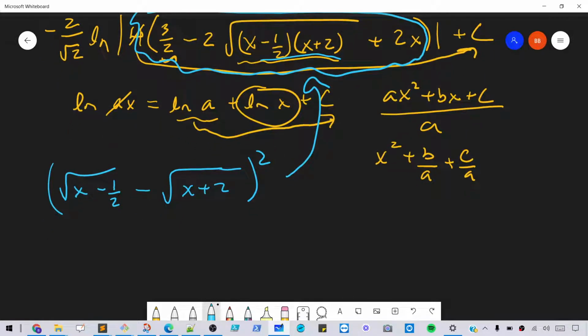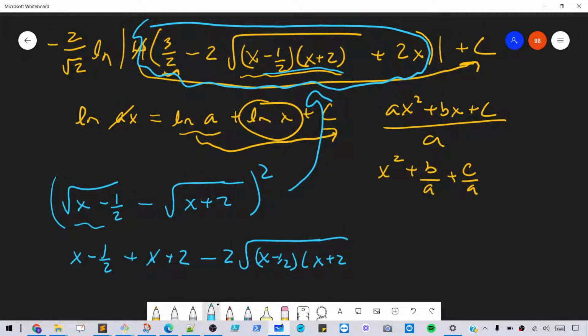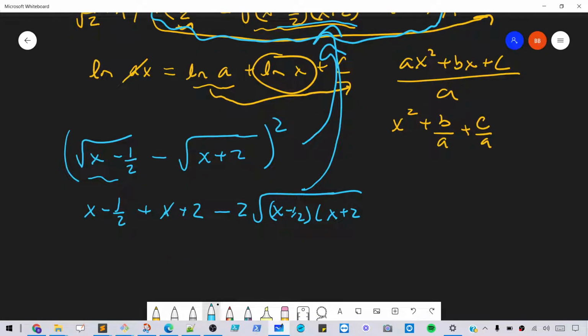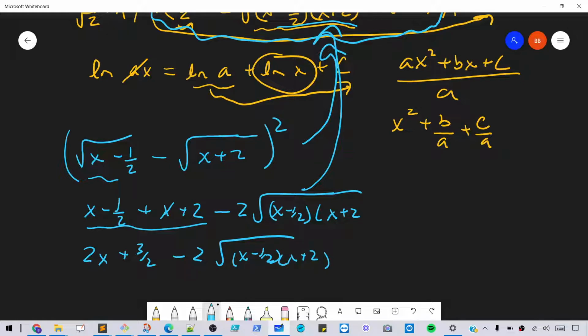And what you can do to verify, let's multiply that out just so you can see it. If we square this term, we get x minus 1/2, and we square the last term and we get x plus 2. And then we do the inner product, or whatever you call it, and we're going to have minus 2 times x minus 1/2 times x plus 2. And you see that's exactly this term right here in the middle. The interesting thing that happens is if we simplify a little bit, we end up with 2x plus 3/2 minus 2, which is exactly that expression right there.